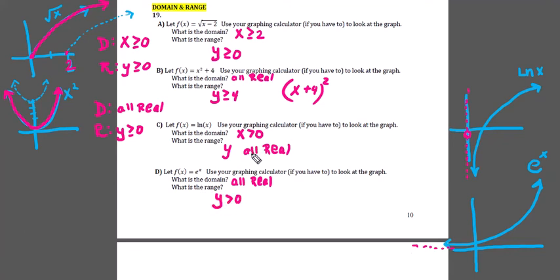You see this is a switch. The domain becomes the range, the range becomes the domain, and that's because ln x and e to the x are inverse functions, and that's a property of what inverse functions do.